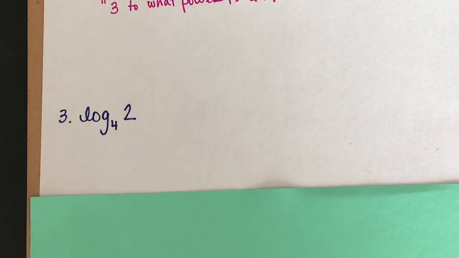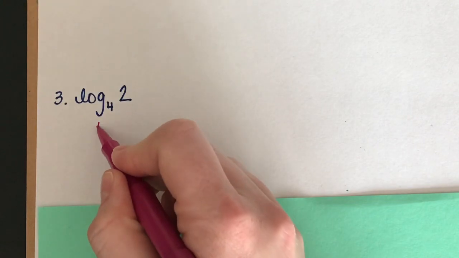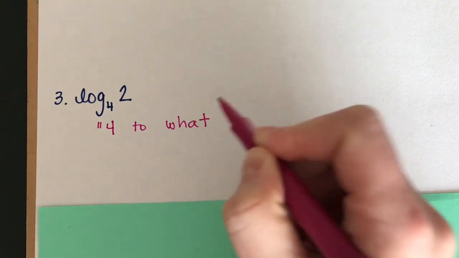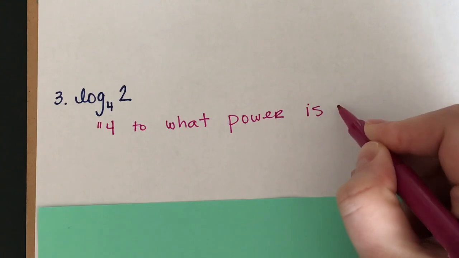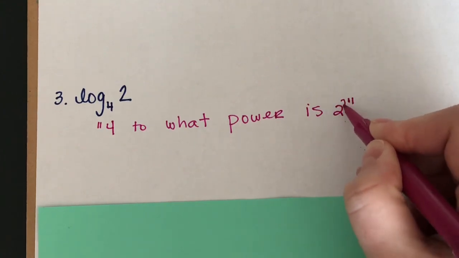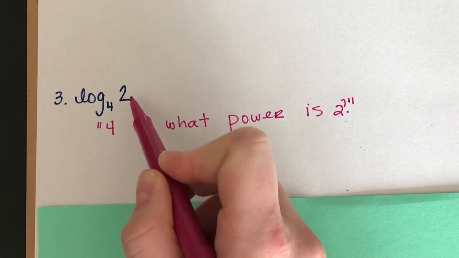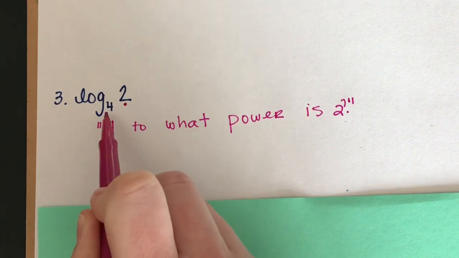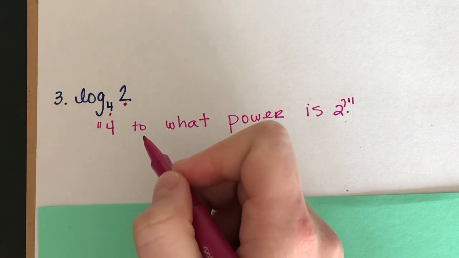Now, in question number 3, well, now we're given the question log base 4 of 2, so 4 to what power is 2? Now, 4 is my base and 2 is what I'm taking the log of. Anytime this number is smaller than your base, you know your answer is going to end up being less than 1.